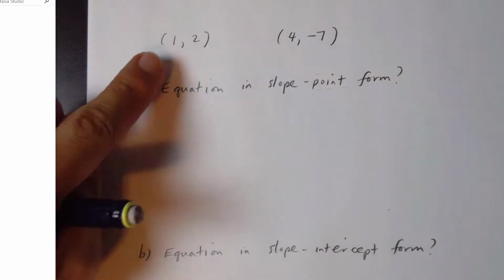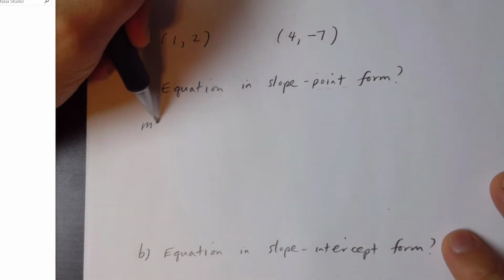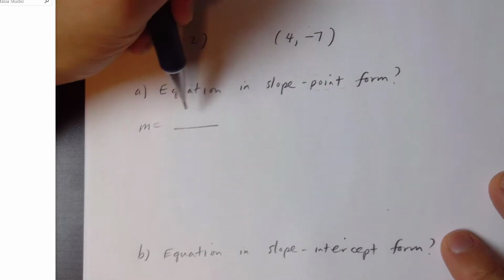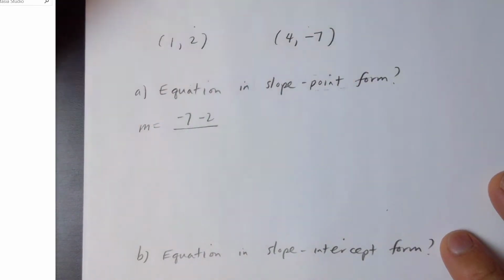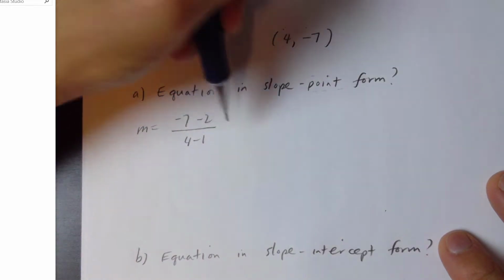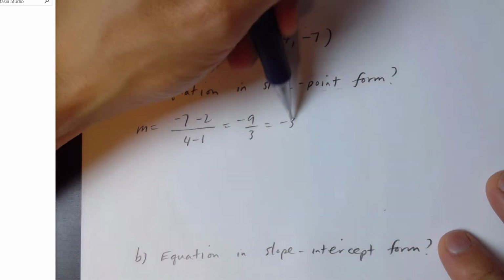Given these 2 points, let's find the line equation. So first of all, let's find the slope. Slope, we're going to subtract the y's. This minus this, -7 take away 2. We're going to subtract the x's on the denominator, 4 minus 1. This is going to be -9 over 3, which is -3.